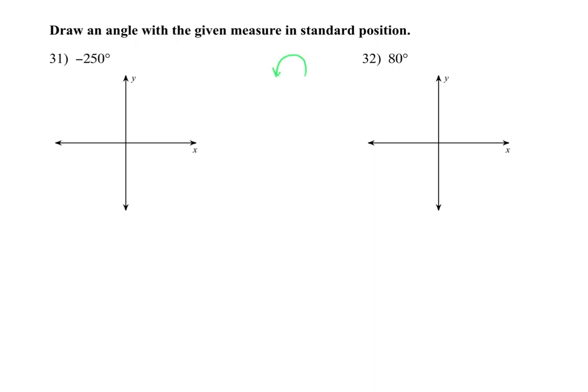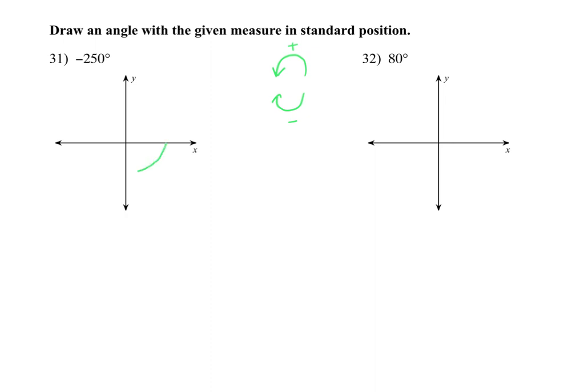Positive goes counterclockwise. I wrote counterclockwise. Negative goes clockwise. There we go. All right, so for this first one, negative just means I'm going to start at that X and I'm going to go clockwise, all right? So all I'm looking for is, do you know what quadrant and how far into that quadrant are we talking? So what I typically do is I'm going to start here. I'm going to go clockwise.